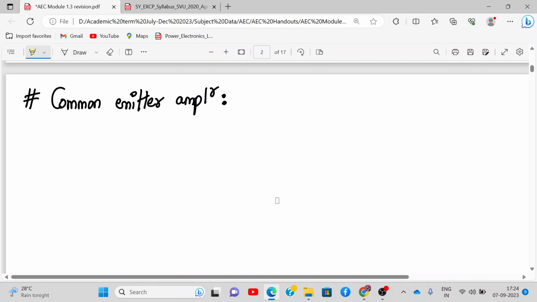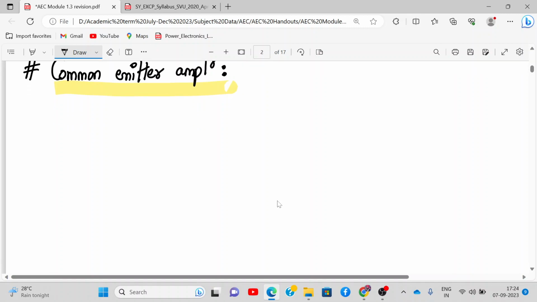So let's begin with the first configuration, that is the common emitter amplifier. So please draw the circuit. Common emitter we will do in detail, and the others we will study relatively. Now let's draw the circuit of it. So first of all, draw this voltage divider biasing circuit. So how does the voltage divider biasing circuit look? It is like this.